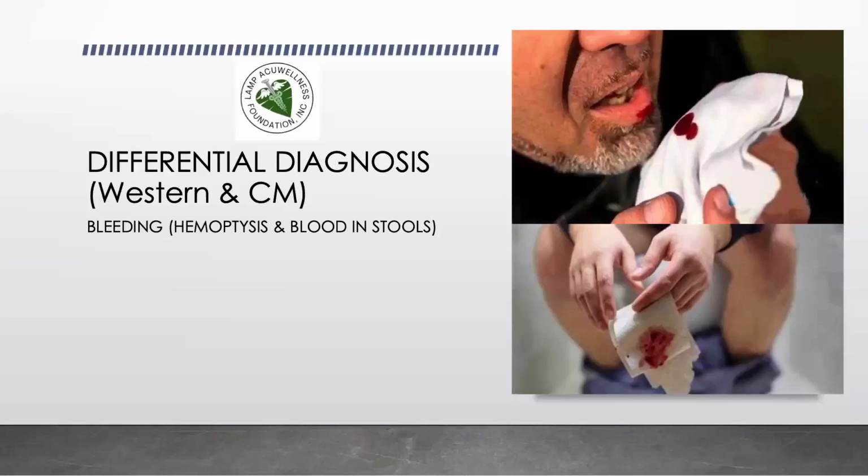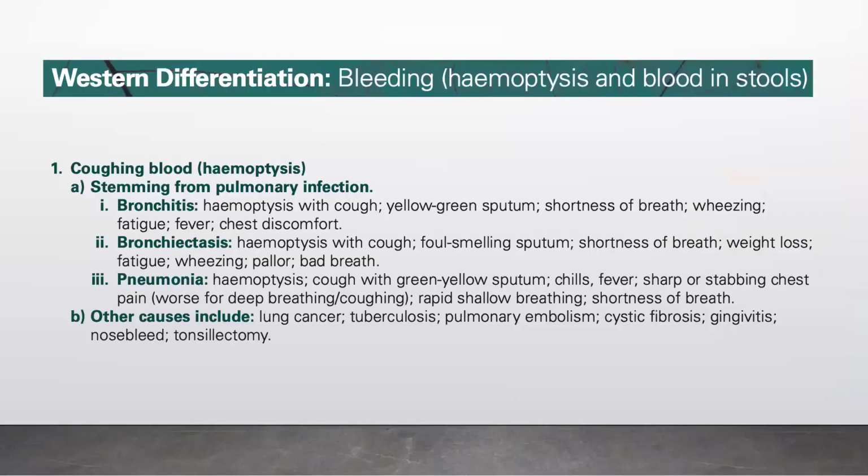Let's now proceed to differential diagnosis in Western and Chinese medicine, and let's discuss bleeding, specifically hemoptysis and blood in stool. Let's start with the Western differentiation of bleeding in hemoptysis and blood in the stools. This condition can be caused by coughing of blood in hemoptysis, and this can be due to pulmonary infection. And this is further differentiated into three: bronchitis, bronchiectasis, and pneumonia.